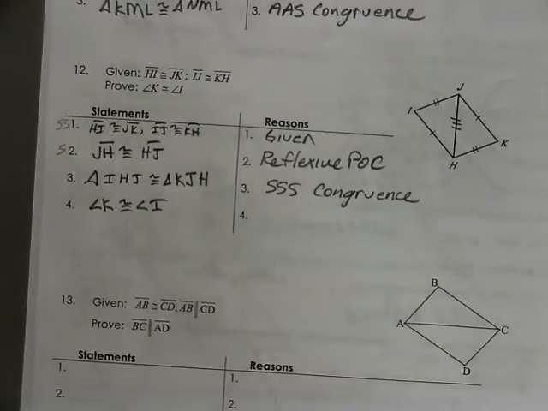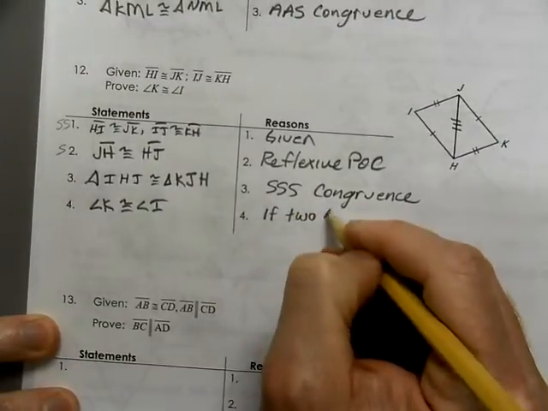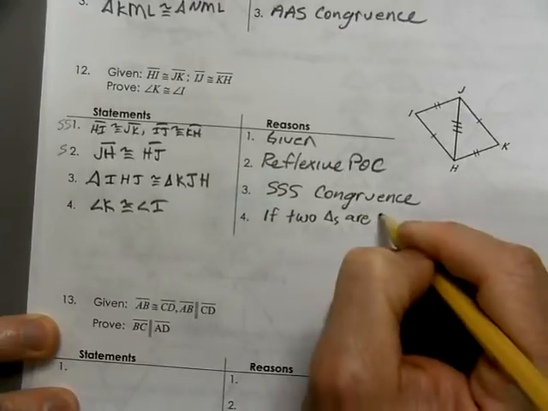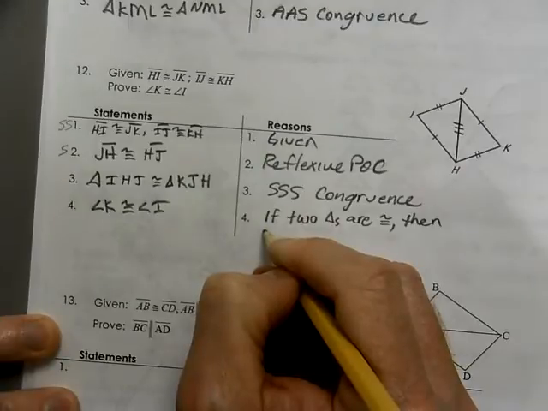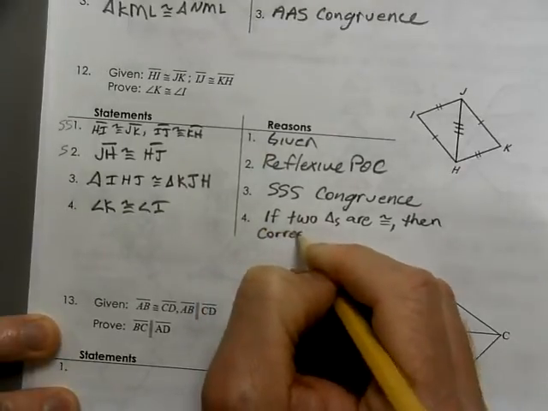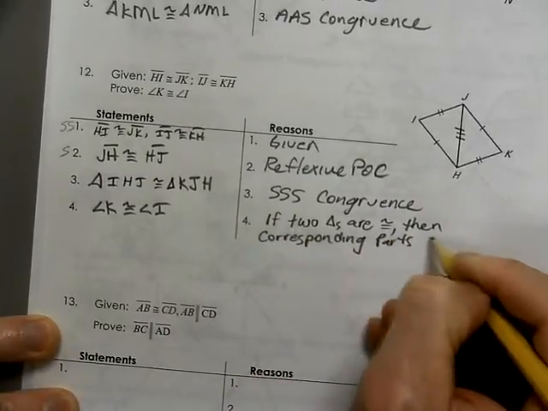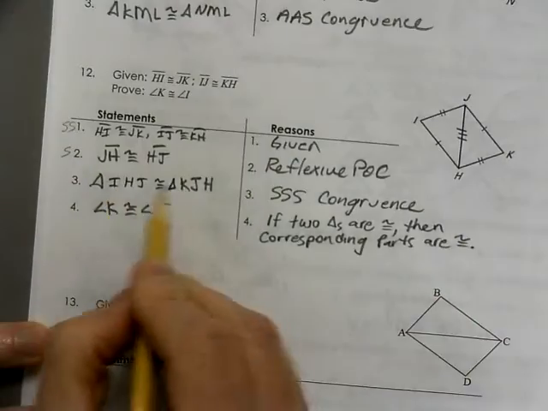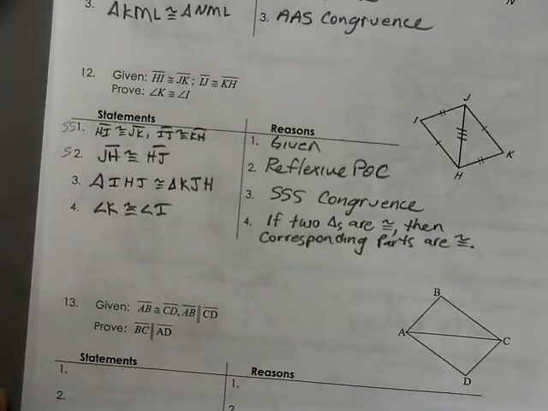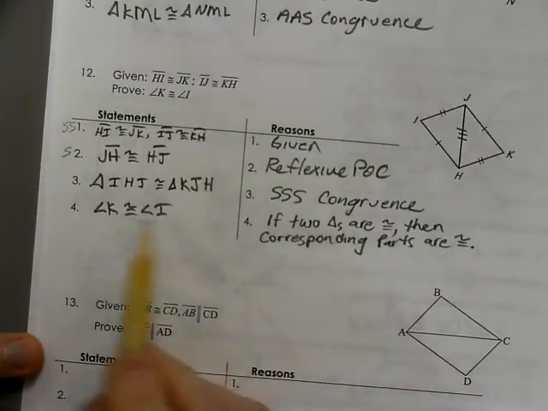There's 2 different ways to give the answer. I'm suggesting to use an if-then statement. If 2 triangles are congruent, then corresponding parts are congruent. And K and I, notice that they're both the first letters in our congruent statement, so they're considered corresponding parts. If has to come earlier, then is happening right now.